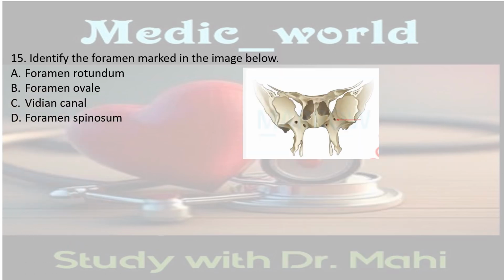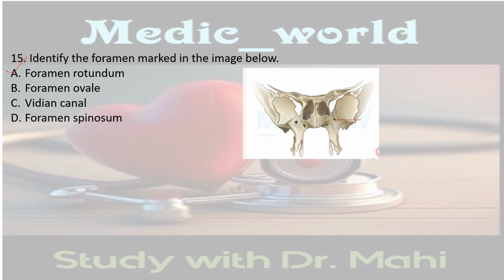Now the next question. Identify the foramen marked in the image below. The image shows the sphenoid bone, and the foramen marked is the foramen rotundum. The maxillary branch of the trigeminal nerve passes through it. So the answer is option A, that is foramen rotundum.